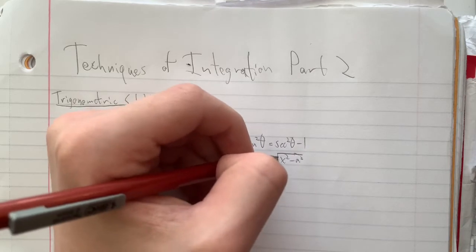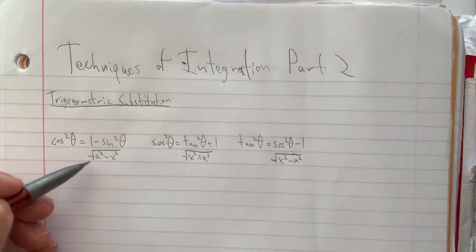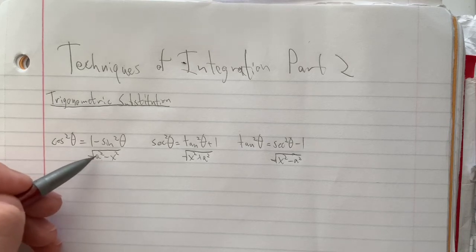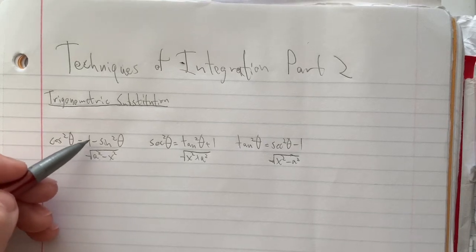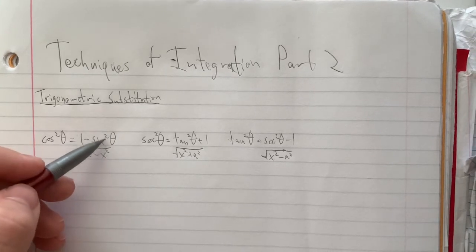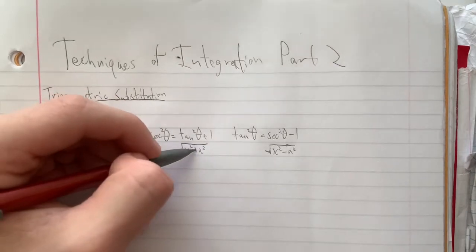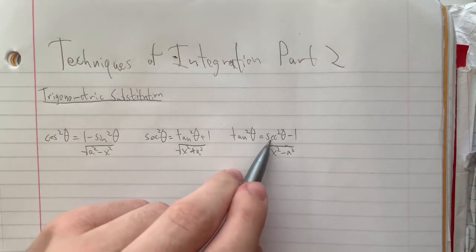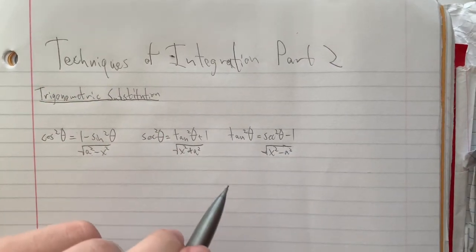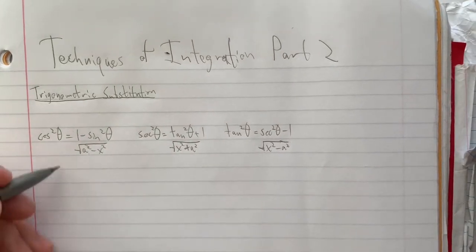You'll notice I wrote each of these under one of these identities. That's because this one kind of resembles this identity because we have a constant minus a variable squared or a function squared. Here we have a function squared plus a variable. Here we have a function squared minus a variable. So those are the three cases we're going to use. So let's look at some examples and go over how trig sub actually works.